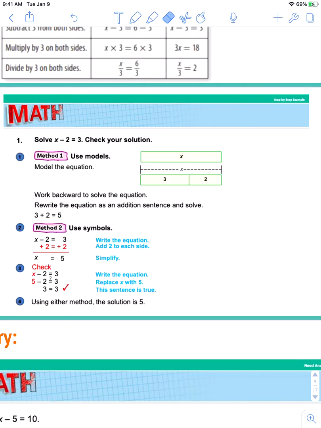Now when we go to our example, x minus 2 equals 3. We put in our bar graphs. X is the same as 3 plus 2. So x minus 2 equals 3. Plus 2 to both sides. X equals 5. We can check that. 5 minus 2 equals 3. 3 equals 3. We are correct.